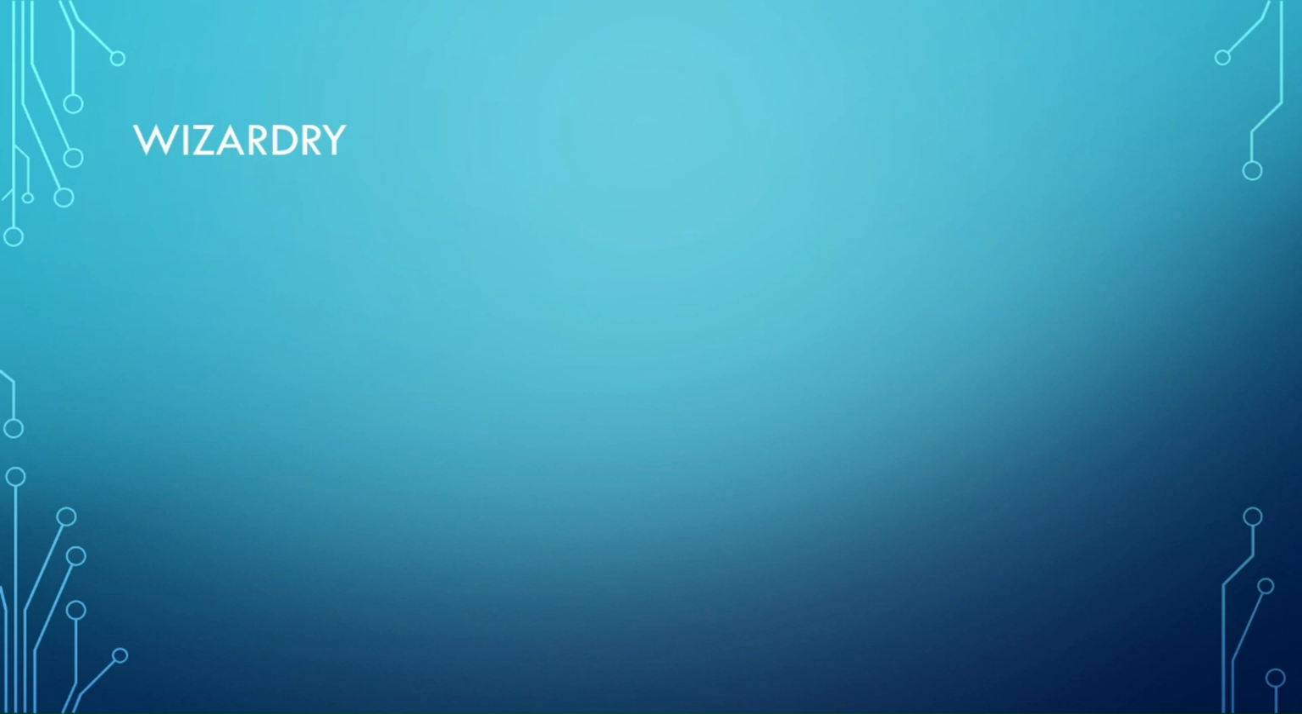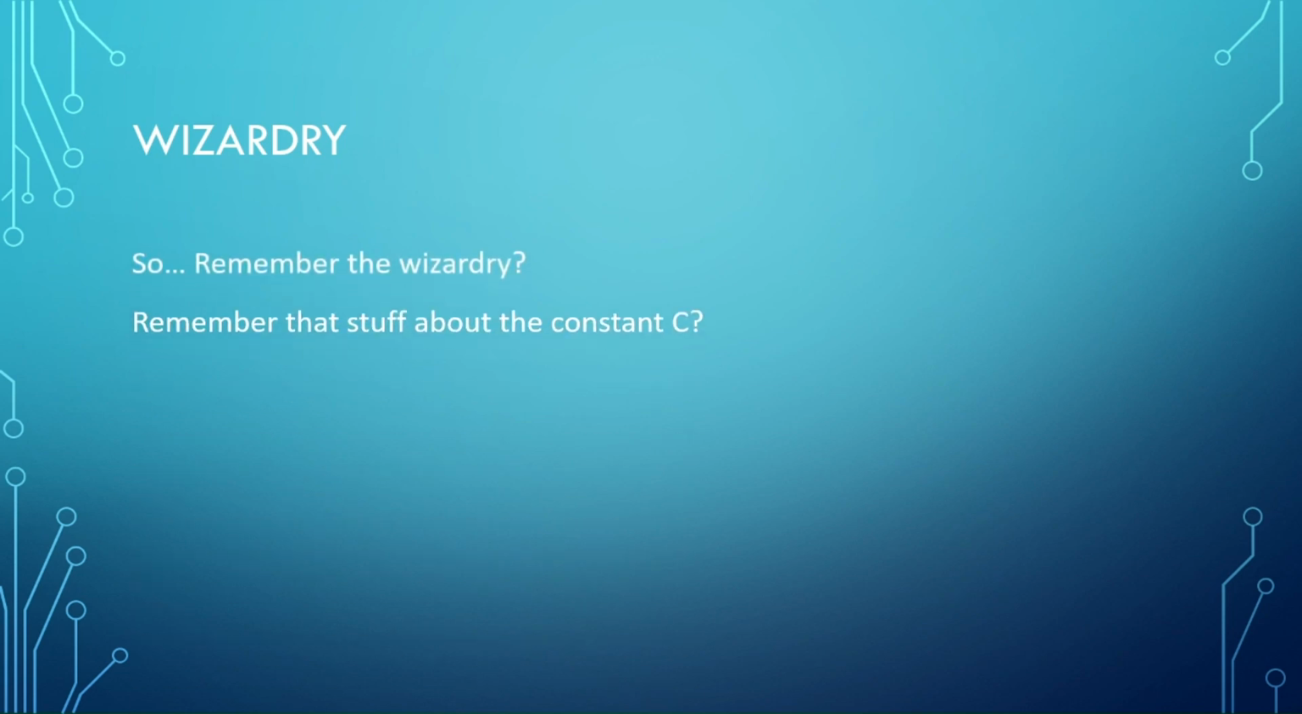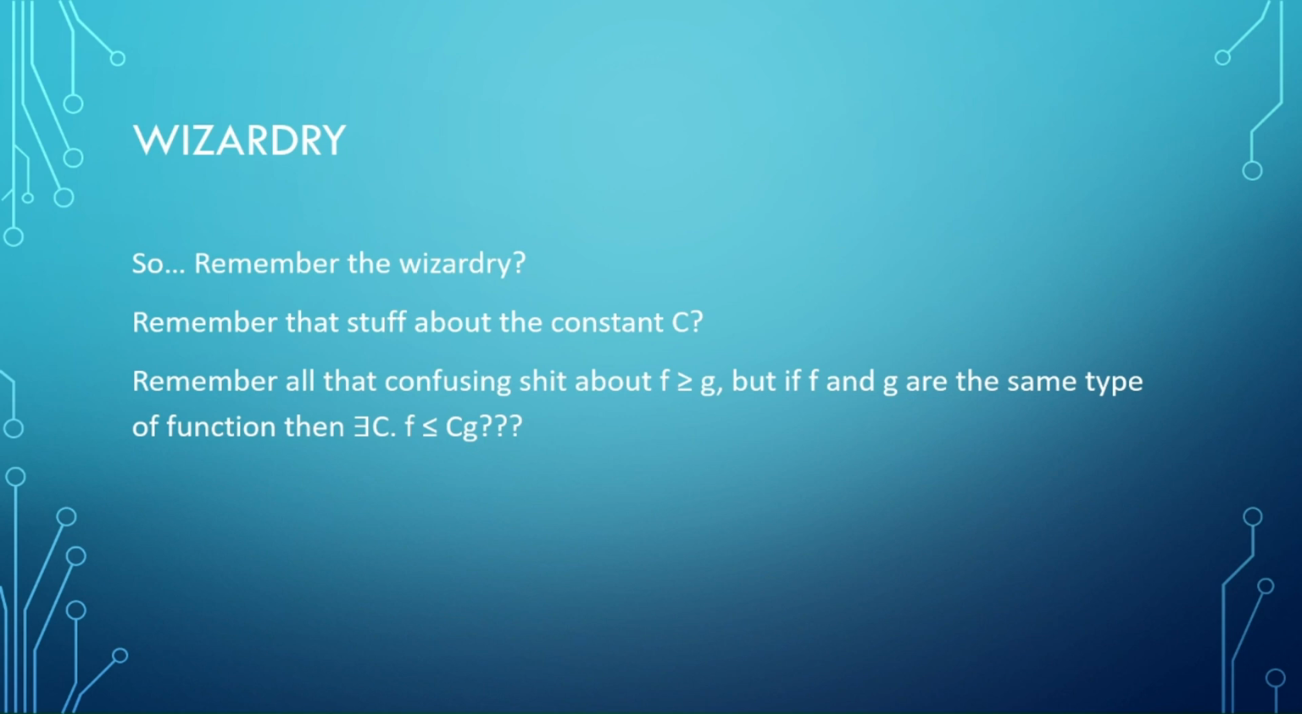So, wizardry. Do you remember that wizardry? Remember the constant C? Sometimes it makes sense, but sometimes it's just wizardry. Why should it make sense? Remember all that confusing stuff about f being greater than or equal to g. So g is not a suitable upper bound. But if f and g are the same type of function, then there exists a constant which we can just multiply g by to make the inequality true.